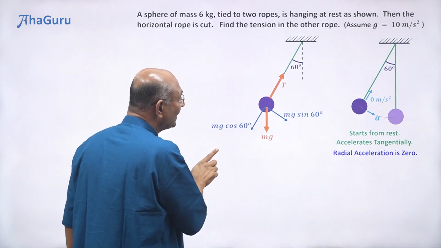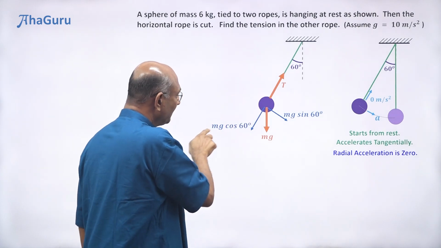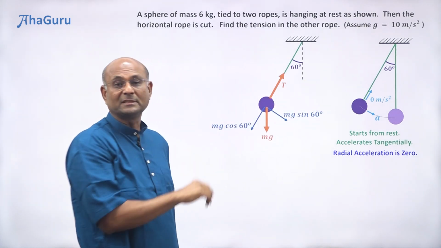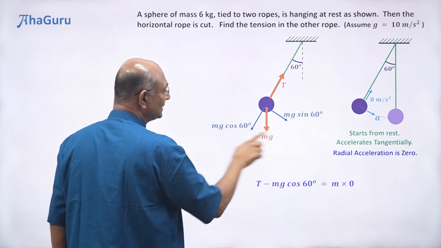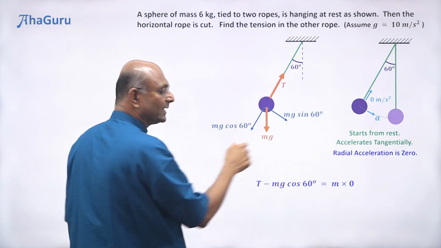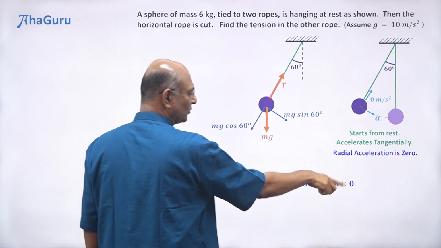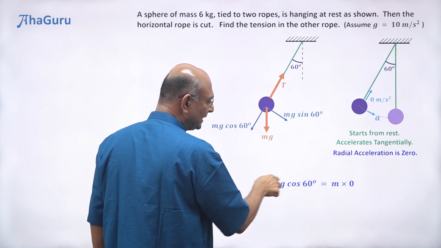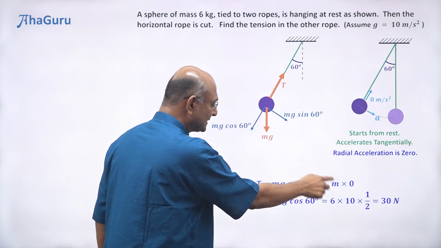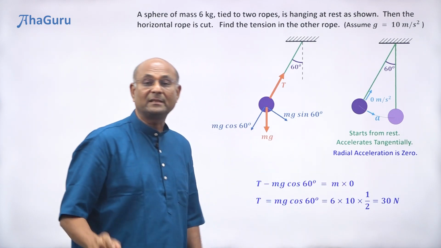Now I want to look at the net force in the radial direction. What is the net force in the radial direction? T minus mg cos 60. That must be mass into acceleration, which is 0. So writing Newton's second law for this direction, T minus mg cos 60 is m into 0. Of course, m into 0 is 0. So that means T is equal to mg cos 60 degrees. m is 6, g is 10, cos 60 is half. So 6 into 10 into half, that gives me 30 newtons.